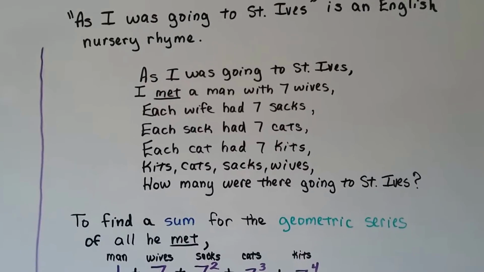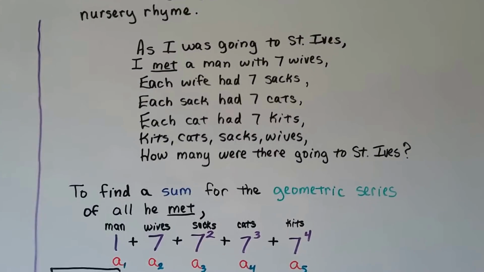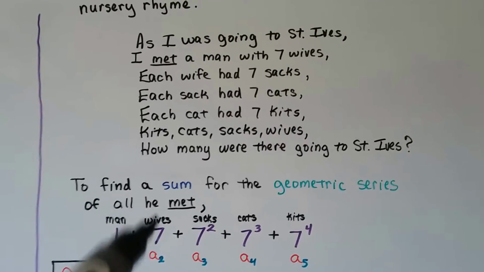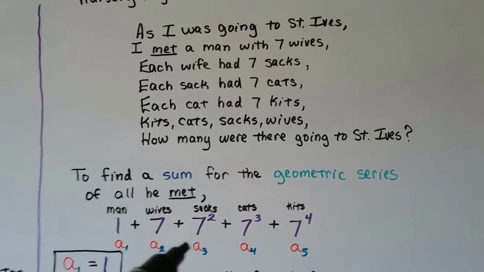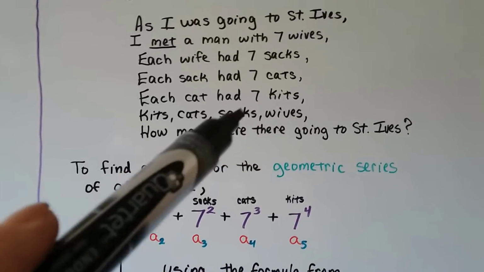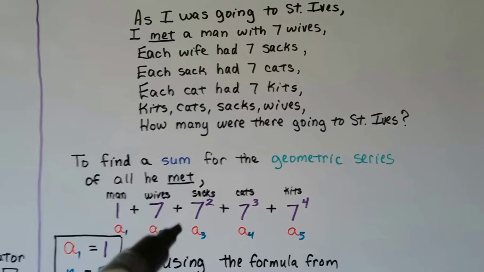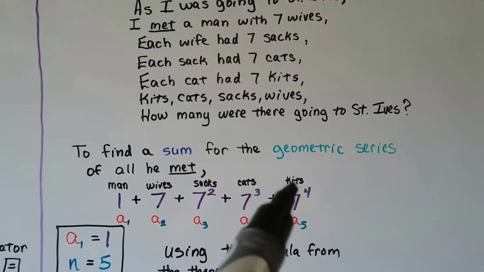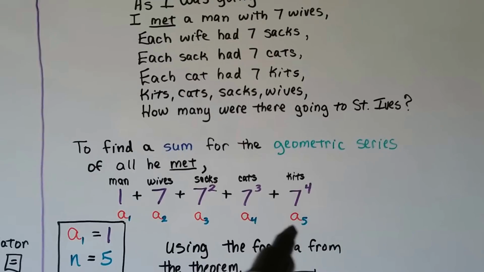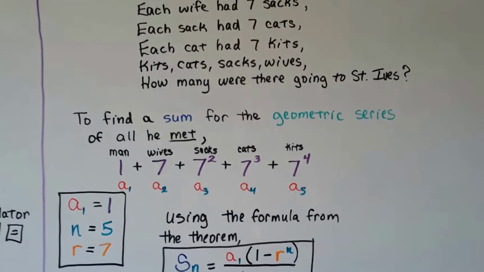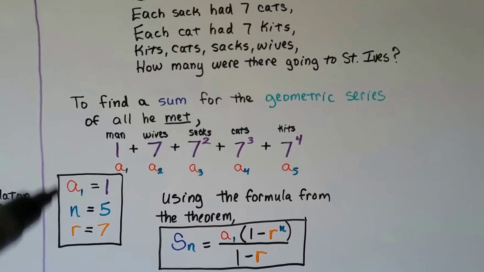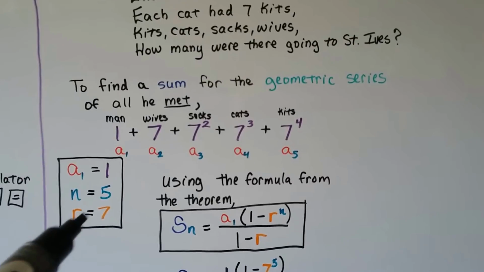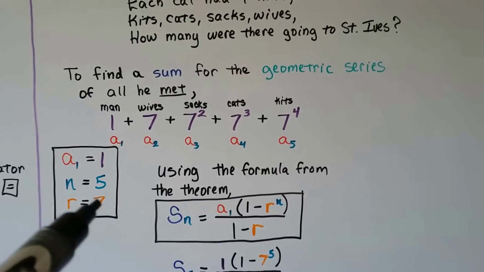So to find a sum for the geometric series of all he met, we have the man, that's 1, that's going to be our a sub 1. His wives, there were 7 of them, so that's a sub 2. The sacks, because we're counting those too, would be 7 squared, that's our a sub 3. The cats would be 7 cubed, that's our a sub 4. And the kittens would be 7 to the 4th power, that's our a sub 5. So we know a sub 1 is 1. We know n is 5 because we're going up to there. We also know r equals 7. 7 divided by 1 is 7, okay?